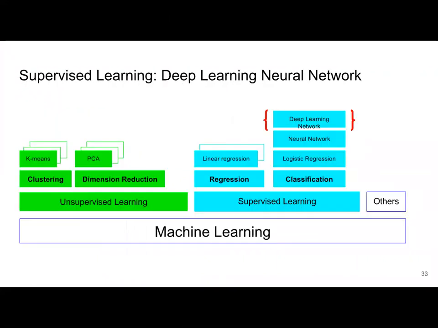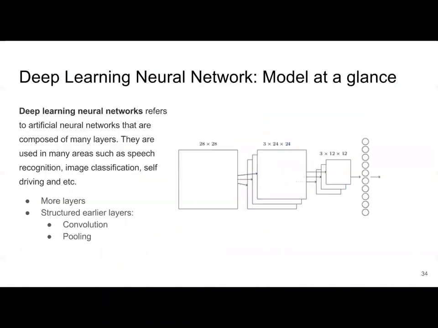Okay, we have 5 minutes and now we reach the final one, deep learning neural networks. The model at a glance. Deep learning neural networks are artificial neural networks composed of many layers. At a glance, you can see it has more layers, and the layers have structures. Specifically, I will talk about the convolution layer and pooling layer.